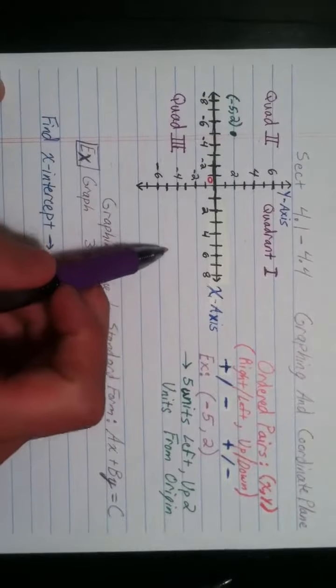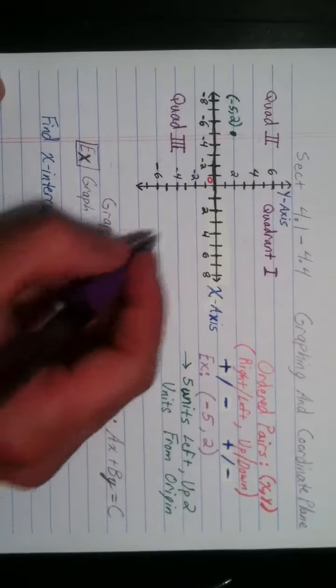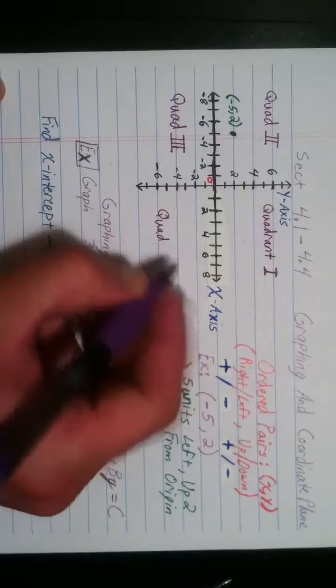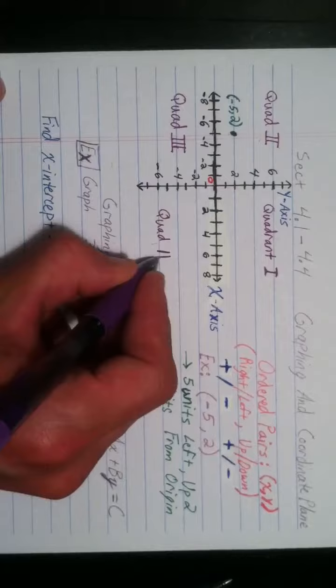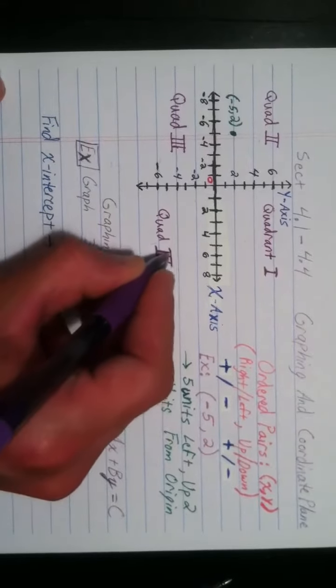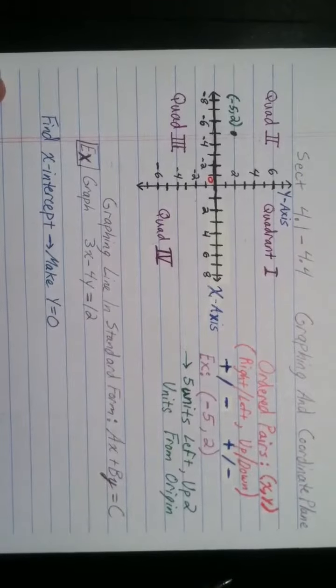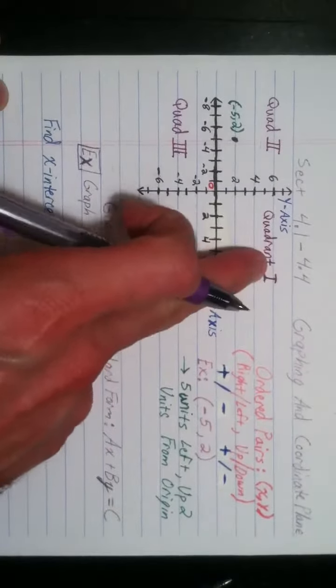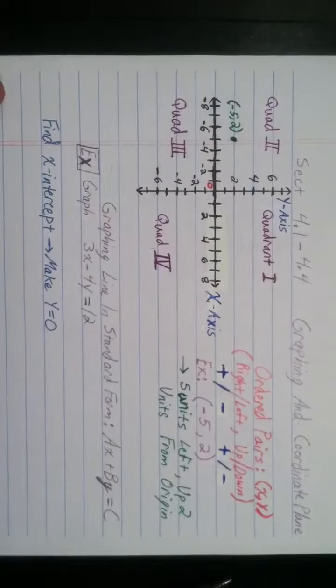And then bottom right is quadrant 4. In Roman numerals, 4 is written IV, not I. So quadrant 1, 2, 3, 4, like I said, starts in the top right and then makes a C. It moves counterclockwise to label the rest of them.